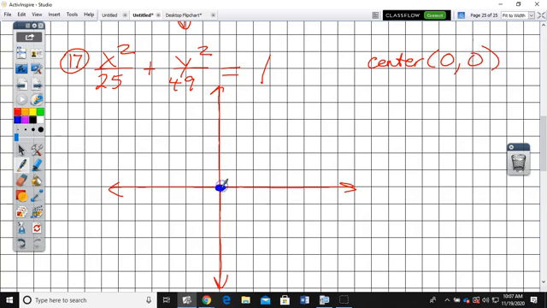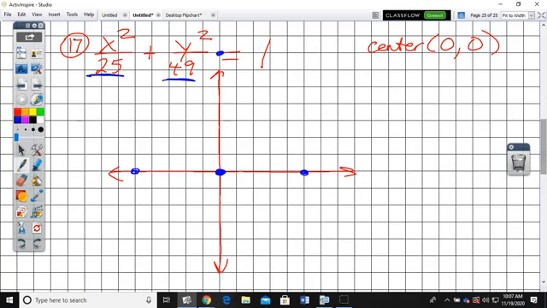So it's the origin. I look at this number to know where do I go left and right. How far? 5. 1, 2, 3, 4, and 5. I look at this number to know how far I go up and down. So I'm going to go how far? 7. 1, 2, 3, 4, 5, 6, and 7. All right. It's a rather large ellipse.